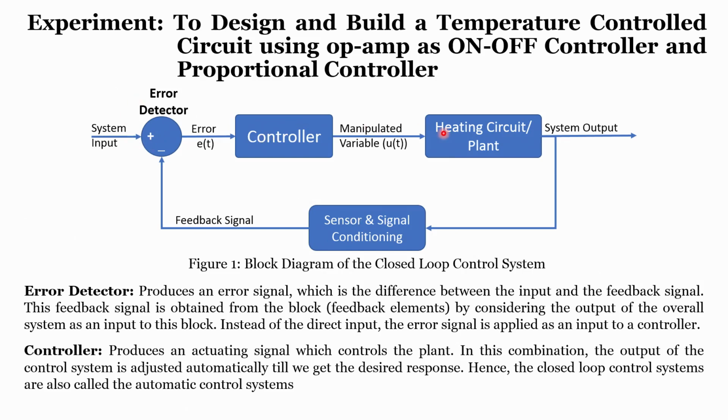When we recall the importance of the error detector, its purpose is to compare the system input with the system output. What do you mean by system output? System output is nothing but the current temperature on the plant, at what temperature the plant is operating. System input is what the user wants to maintain, where the user wants to keep the plant. Let us say the system input is somewhere around 100 degrees centigrade or 50 degrees centigrade.